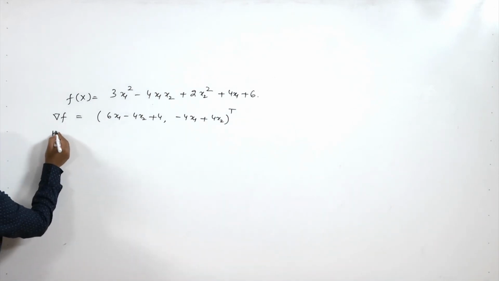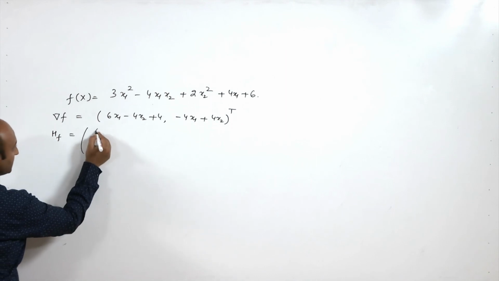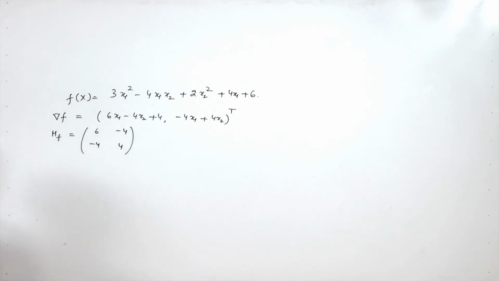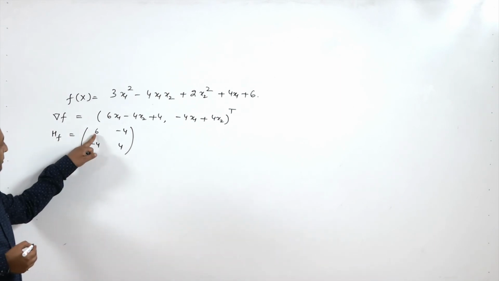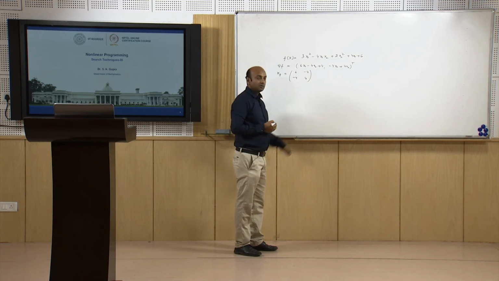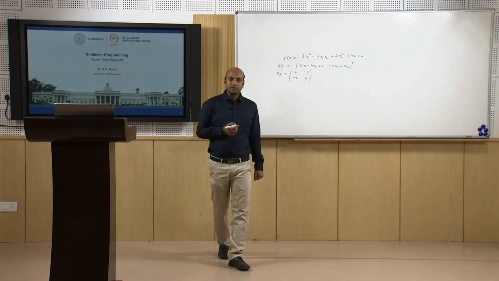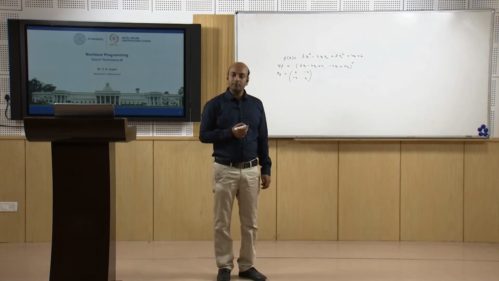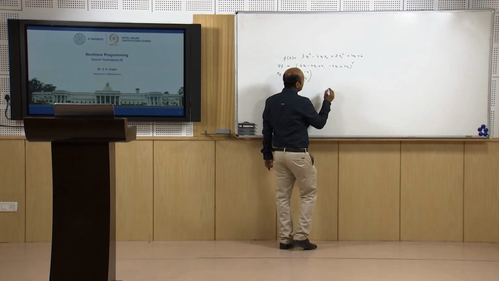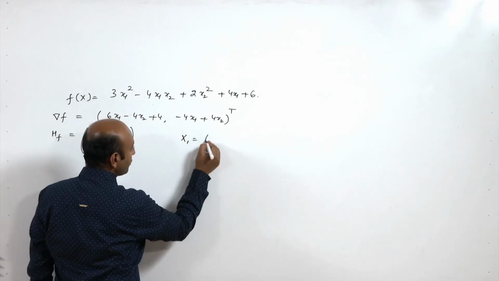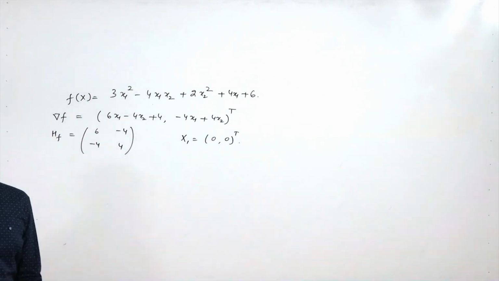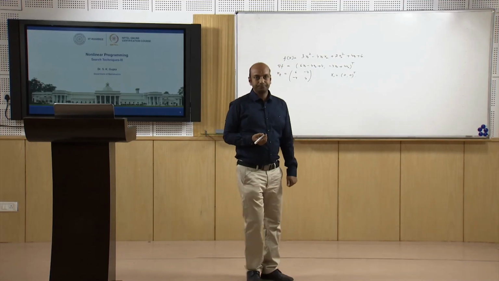Then what is the Hessian matrix of f? Hessian matrix is [6 -4; -4 4], and it is positive definite because 6 is greater than 0 and the determinant is 24 minus 16, which is 8, also greater than 0. So, Hessian matrix is positive definite. Let the initial approximation be (0, 0). If it is not given to us, we can take (0, 0) as an initial approximation.